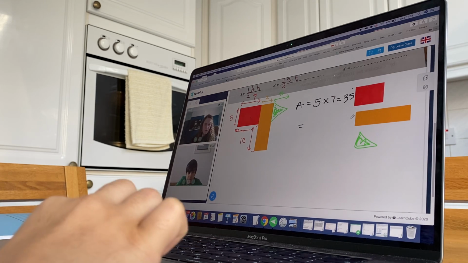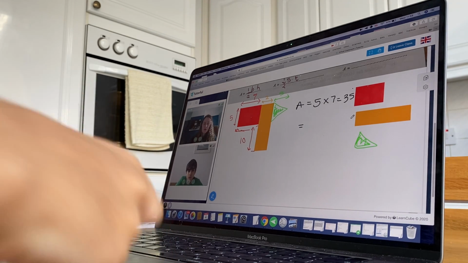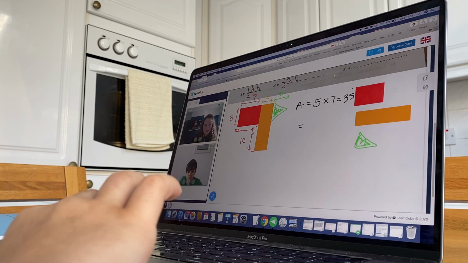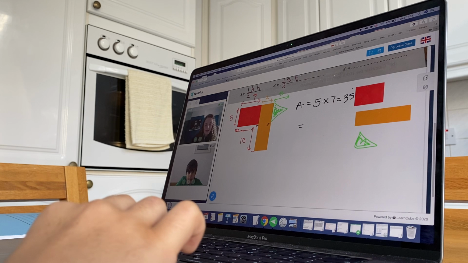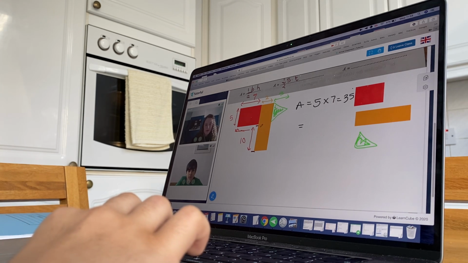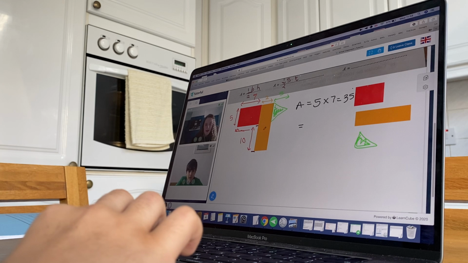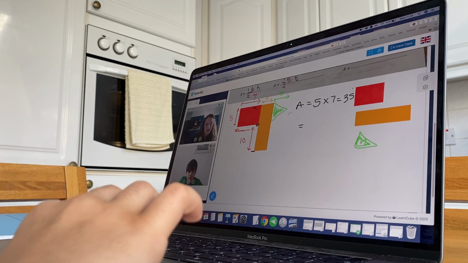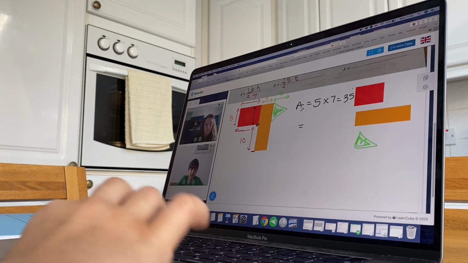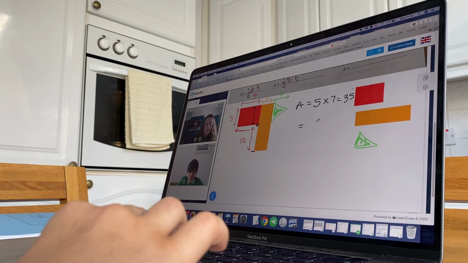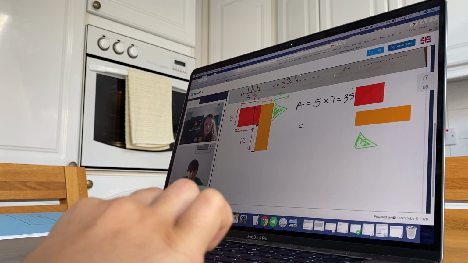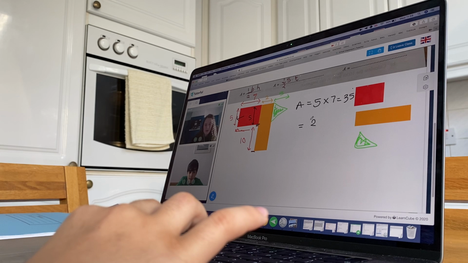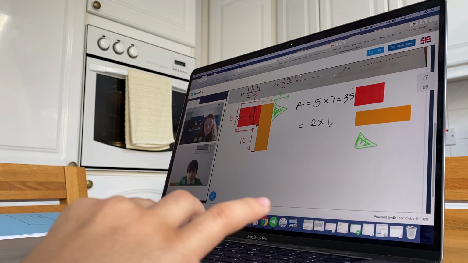And what about the area of the orange rectangle? Not 2 times 10, be careful. 10 is the distance from here to here, so what do we need to do? It's 10 plus the length of this one, which is 5. So that's 15. So 2 times 15.